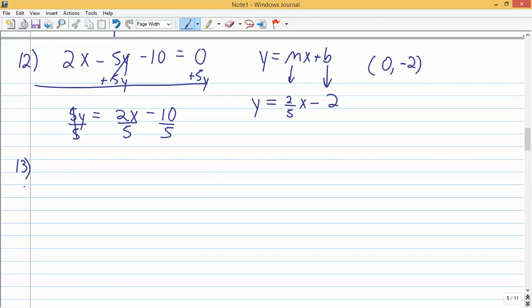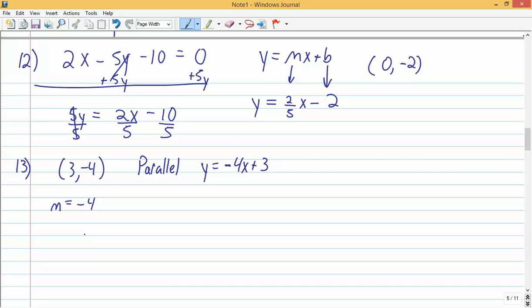Alright, number 13. Use the given conditions to write an equation for the line in the indicated form. Passing through (3, -4), and parallel, that's very important, parallel to y equals -4x plus 3. So if it's parallel, it's going to have the same slope as the given line. This line is already in slope-intercept form. So the slope of my new line is going to be the same as this line. It's going to be -4.